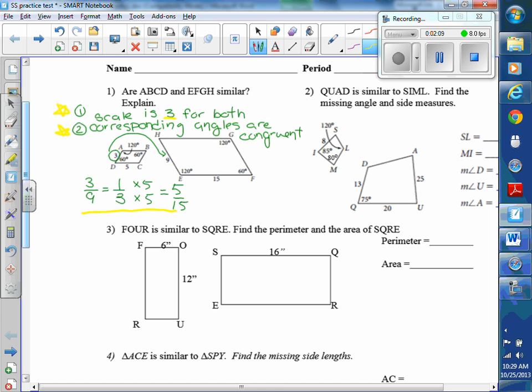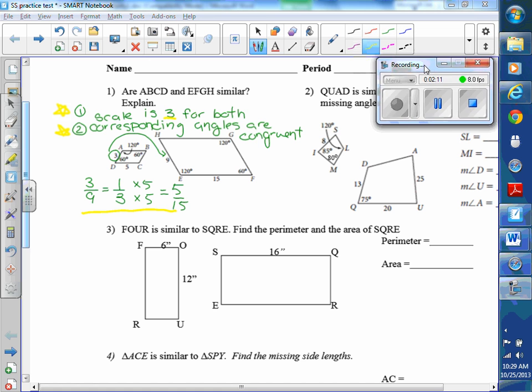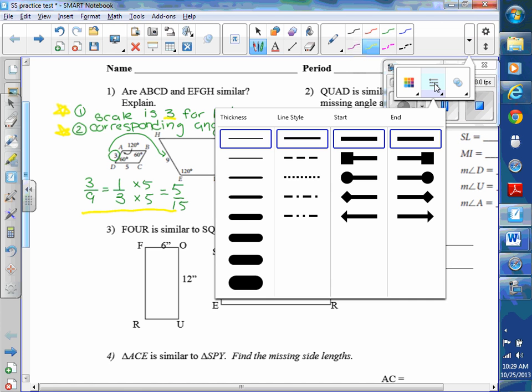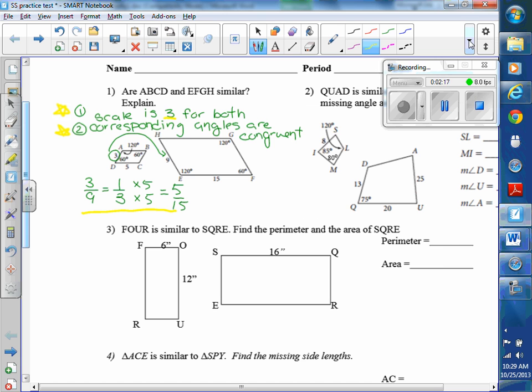Tyson? So do we need to say both of those or just one? You need both parts. You need to discuss the angles and you need to discuss the sides. Does that make sense? Okay.